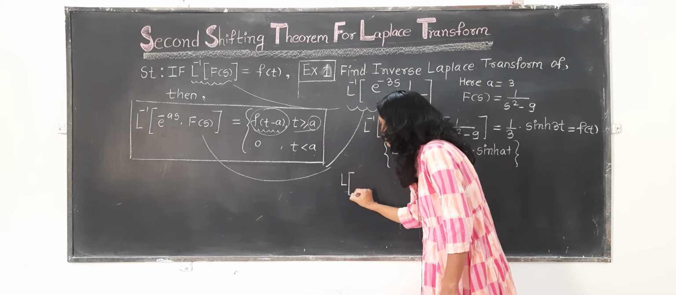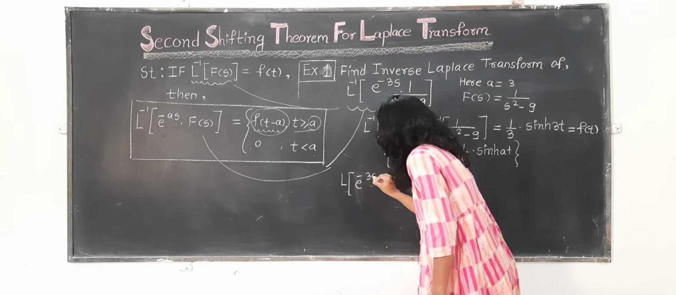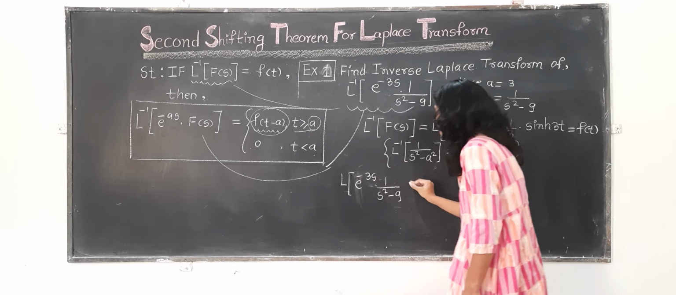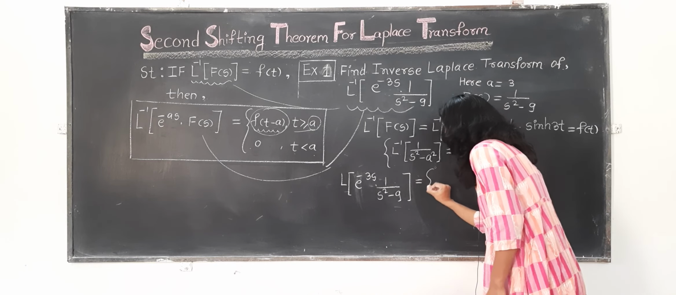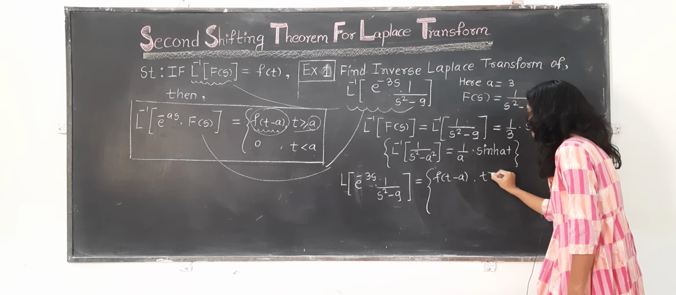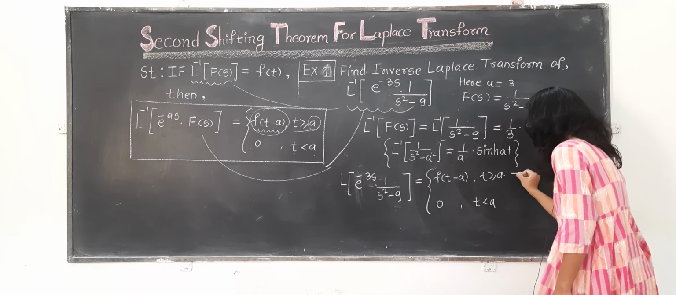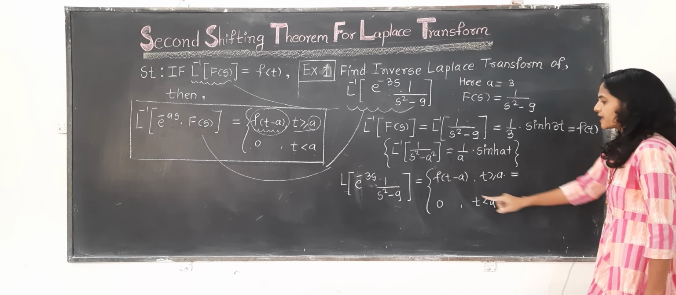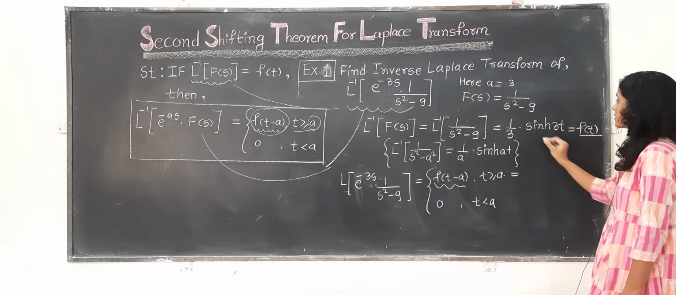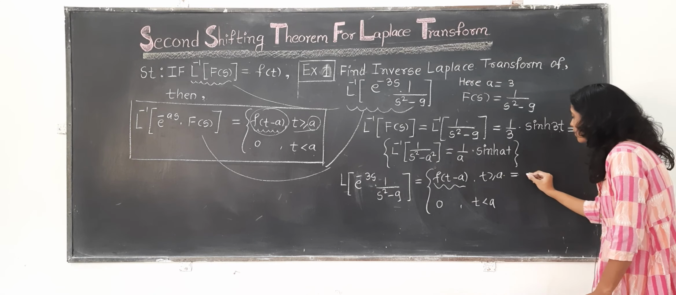So last step is what? L inverse of e raised to minus 3s into 1 upon s square minus 9 is equal to f of t minus a, where t is greater than or equal to a, and equal to 0 when t is less than a. So for the given example, we can easily write f of t minus a. Yes, f of t is hyperbolic sine 3t here. Just replace t by t minus a.